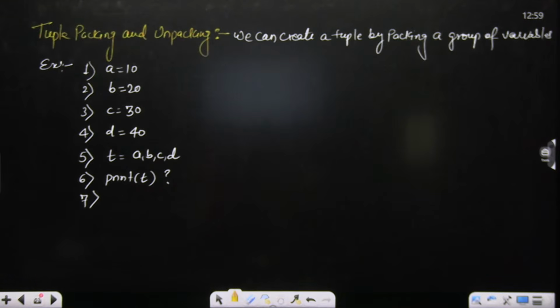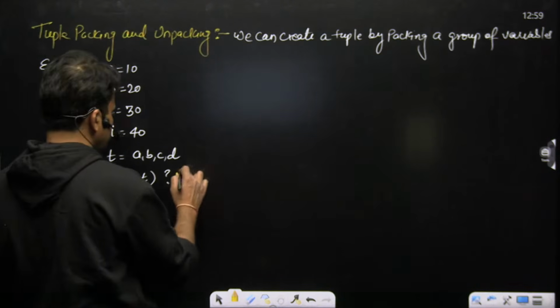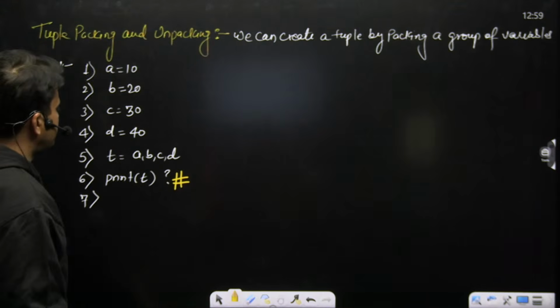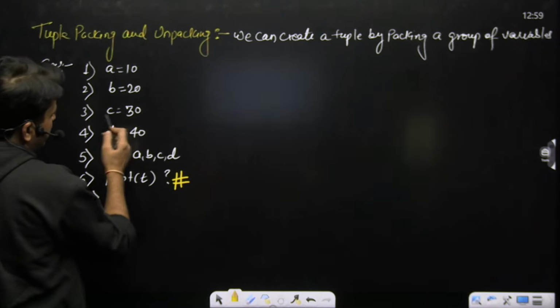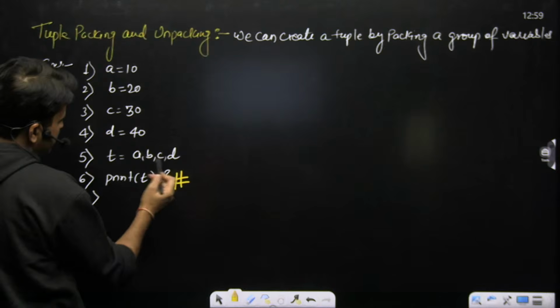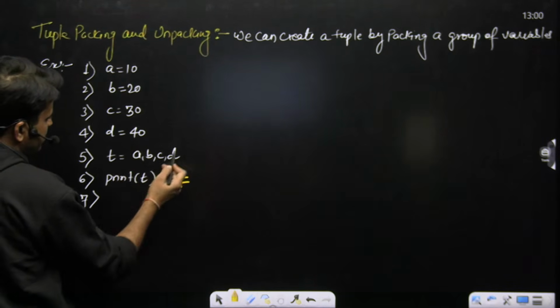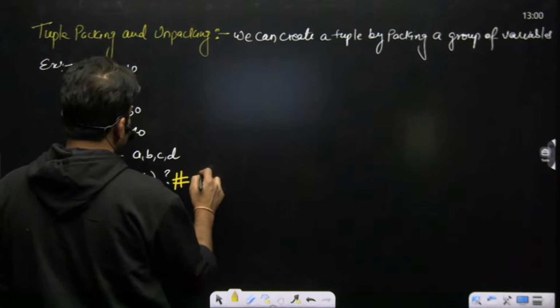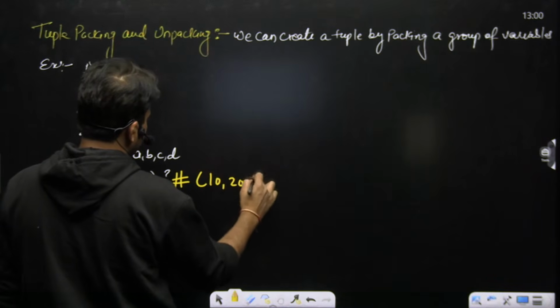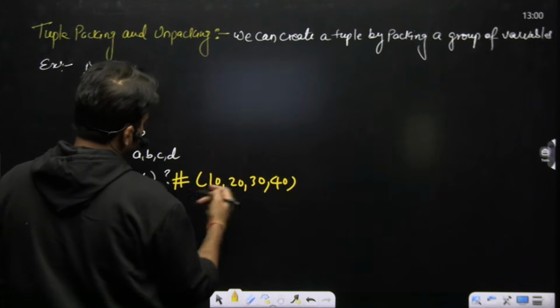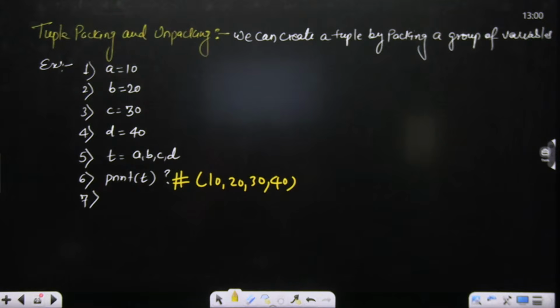Now next is tuple packing and unpacking. Sir, we can create a tuple by packing a group of variables, student. So what is the output of this one, sir? A equals to 10, B equals to 20, C equals to 30, D equals to 40, T equals to A, B, C, D. So this is tuple packing, student. In tuple packing, parentheses are not recommended. So the output of this one is 10, 20, 30 and 40. So T is pointing to this tuple, okay?